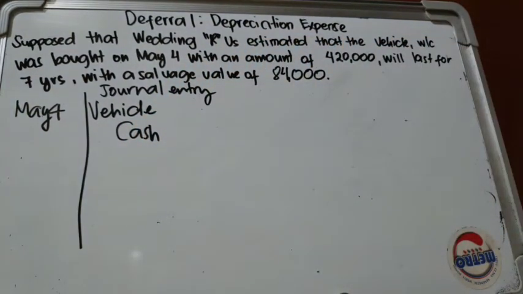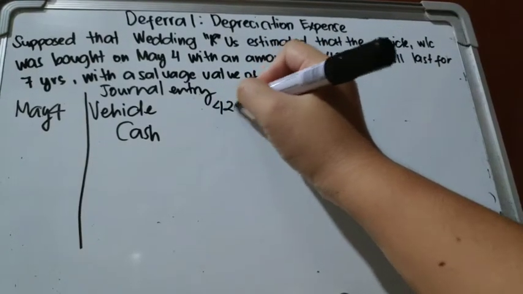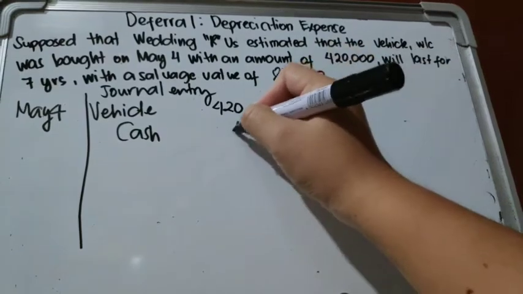Kapag may binili yung company na vehicle, the company owns that vehicle. Magiging debit, papasok sa company yung vehicle in terms of asset, debit side siya. And then pag bibili ka ng vehicle in cash, maglalabas ka ng cash to buy that vehicle. So in terms of asset, pag lalabas ang asset, magiging credit siya. On the credit side siya, in the amount of 420,000 pesos.